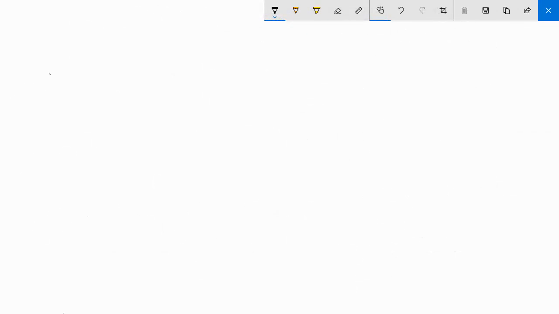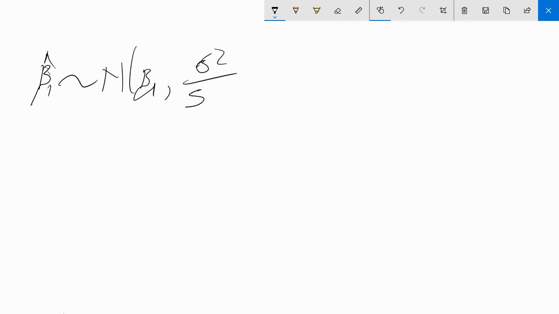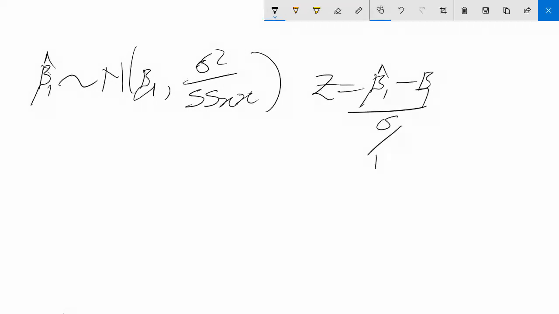And again, if you recall, I said beta 1 hat follows a normal distribution with mean beta 1 and variance sigma squared over SSx. And now from here, we said we can standardize beta 1 hat. When we standardize beta 1 hat, we have Z equals beta 1 hat minus beta 1 over sigma over the square root of SSxx. And this follows a standard normal.